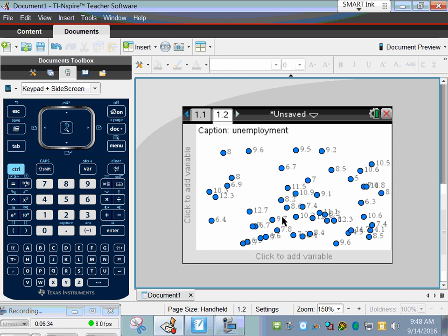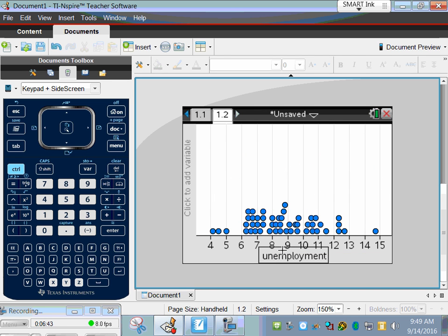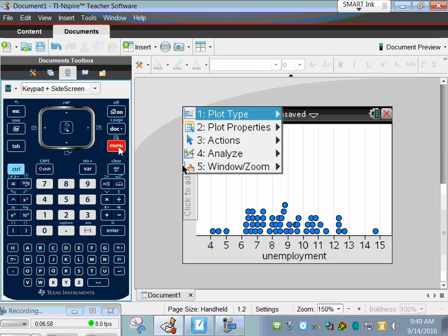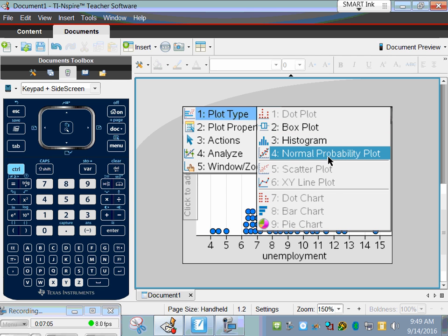Yeah, stat plot. The last one on the very bottom right. Okay, go to add a variable and add unemployment. Oh, did you guys label that? I forgot to tell you. Sorry, hopefully you did. If not, go back and label it unemployment. So this gives us the dot plot, right? Oops, sorry. Now what you want to do is go to menu, plot type, and it has this lovely thing called a normal probability plot.